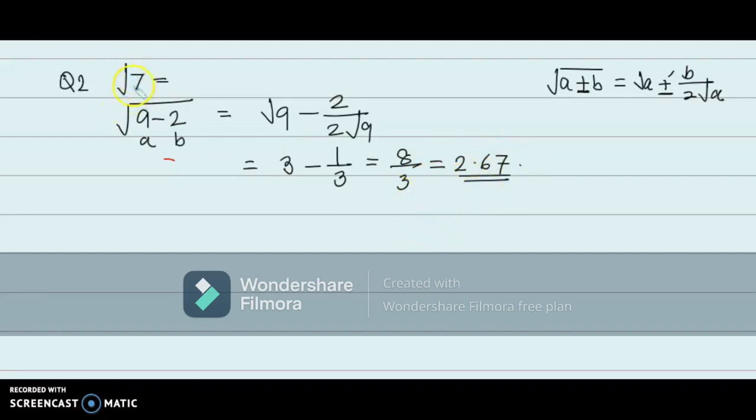So for the square root of 7, you get the approximate value, but you can check on your calculator, you will get only these values. Okay, so moving to the next question, let us take a look at the next question.